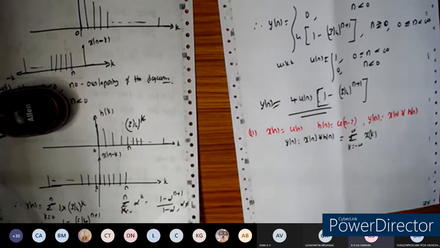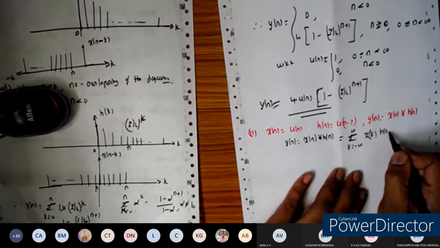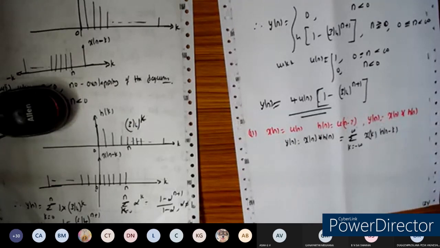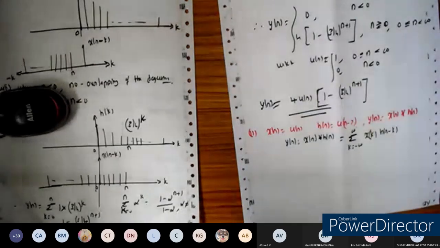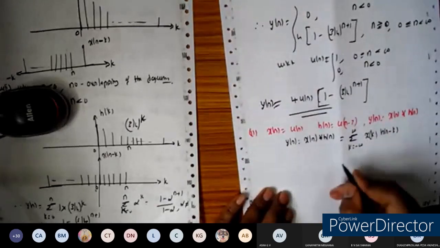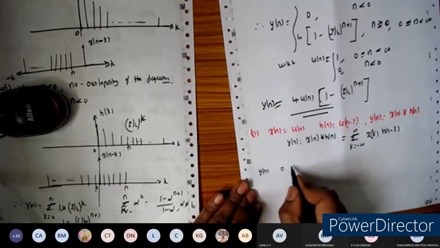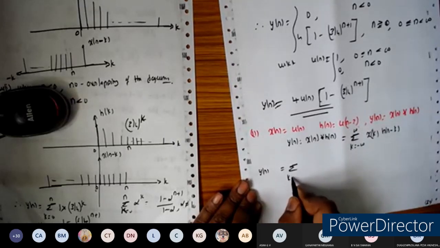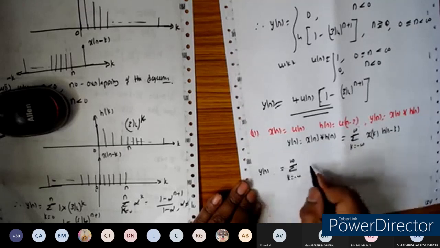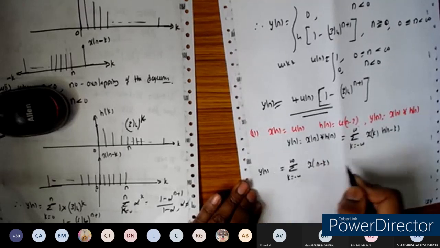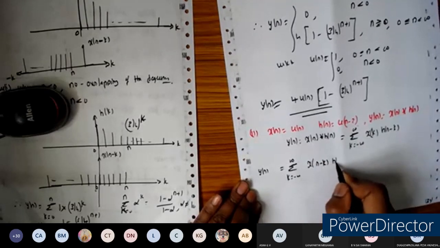Okay, fine. So x of k into h of n minus k. I'm going to introduce the shift in the simplest one, so you can apply the commutative property of the convolution. I'll prove the commutative property. It is going to satisfy three properties: commutative, associative, and the distributive. I'll prove this once we complete all the problems.